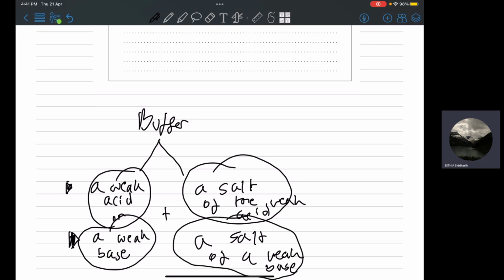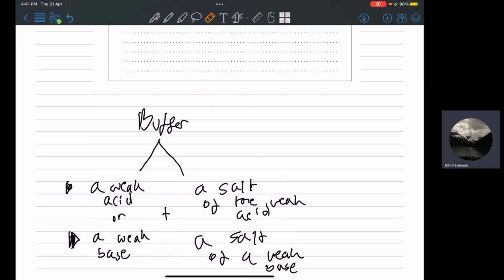So these are the combinations you can have if you want to make a buffer solution. You can either have a weak acid and a salt of a weak acid, or you can have a weak base and a salt of a weak base. You can't have a weak base and a salt of a weak acid. That doesn't really work. That's not going to give you a buffer solution. Okay, so you need to have these combinations, and this is what's going to give you a buffer solution.